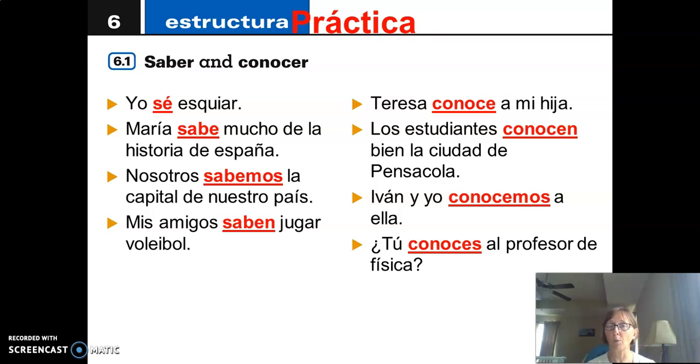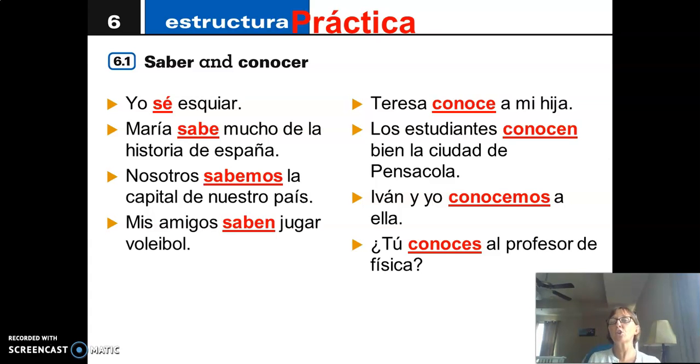Cómo hacer algo. En los otros ejemplos, Teresa conoce a mi hija. Teresa knows my daughter, so she's familiar with her. She knows a person, and then of course we have that a personal, a mi hija.